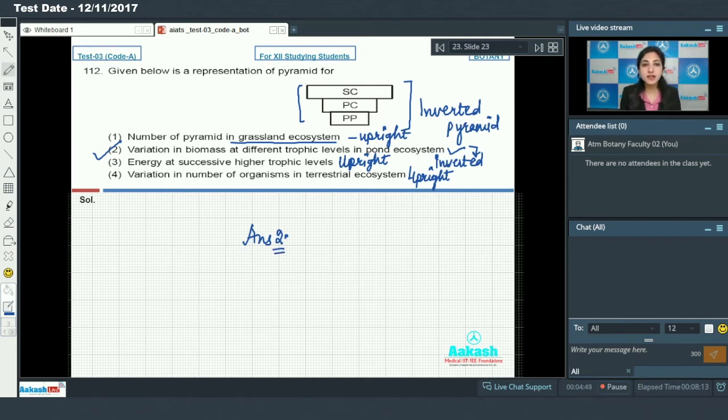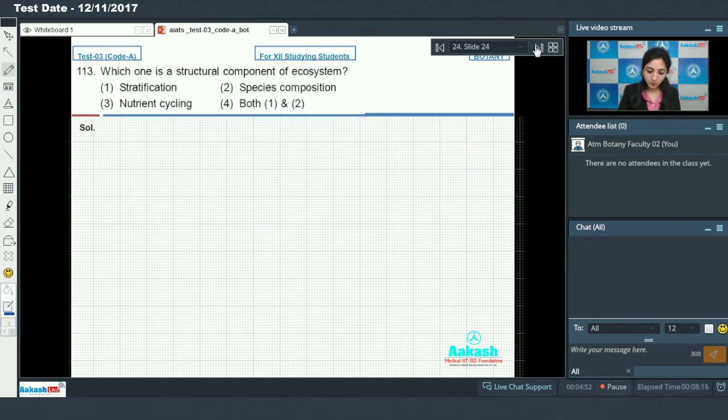Moving on to the next question, that is question number 113. Which one is a structural component of ecosystem? As we all know, stratification is the vertical distribution of different species occurring at different levels. This, and species composition, which is the identification and enumeration of plant and animal species of an ecosystem. So stratification and species composition are the structural components of the ecosystem. So the answer to this question is option number 4, that is both 1 and 2.